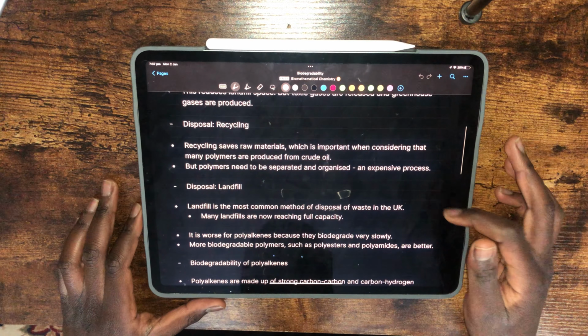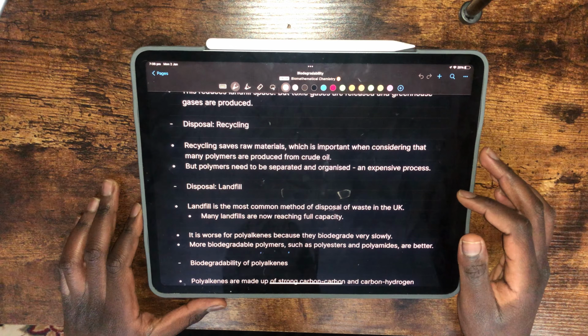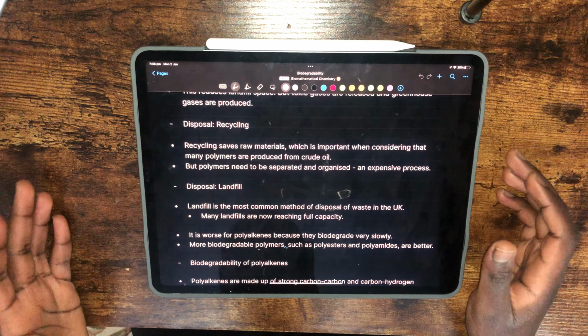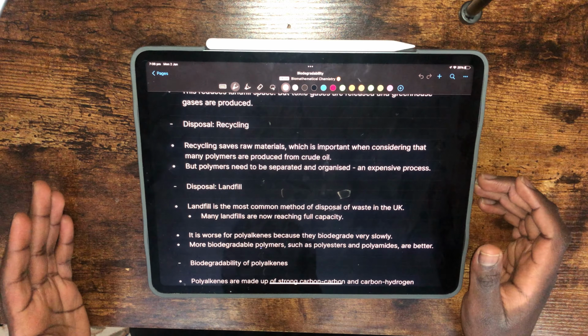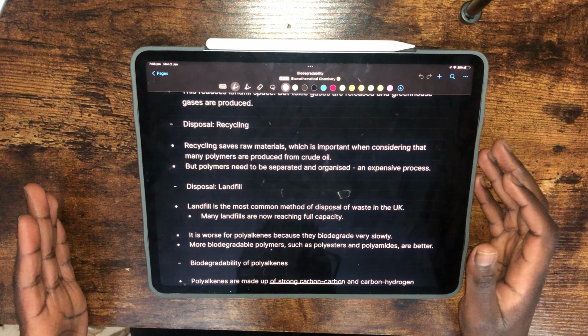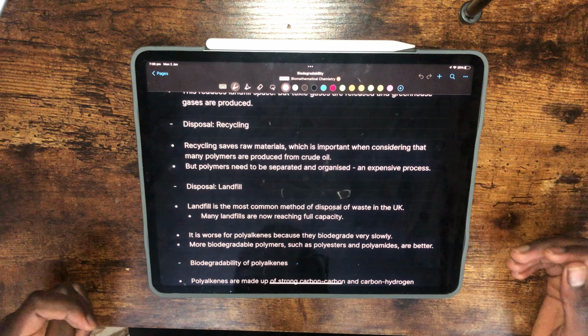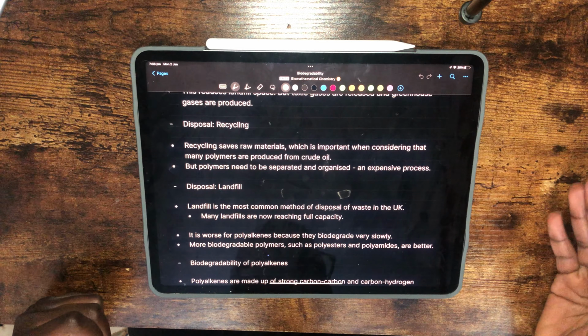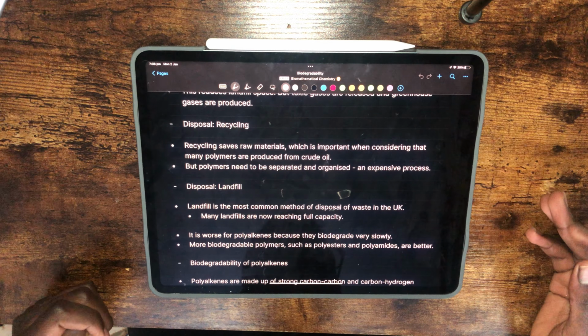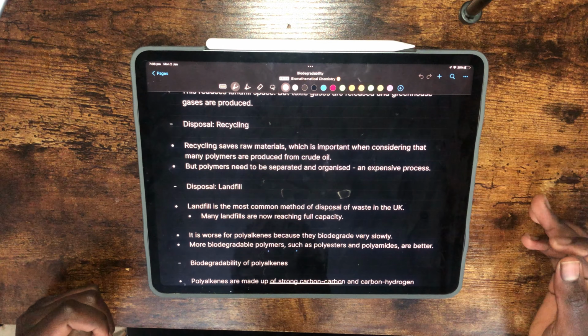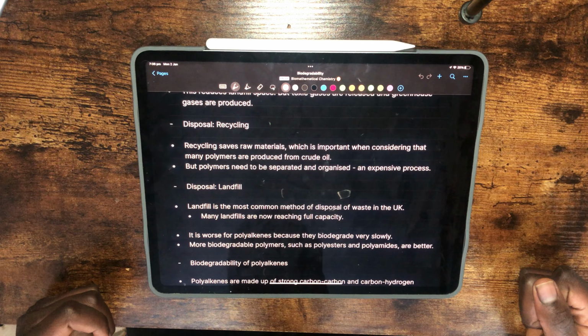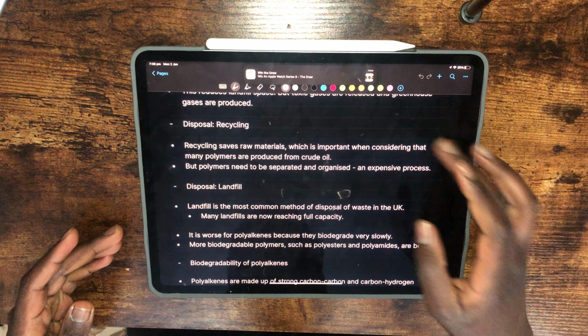Another way is recycling. Recycling saves raw materials, which is important when considering that many of these polymers are produced from crude oil. If we are able to recycle them, that would be a very good use. Less crude oil is going to be used, and less greenhouse gas is going to be released. But polymers need to be separated and organized, which is quite an expensive process.